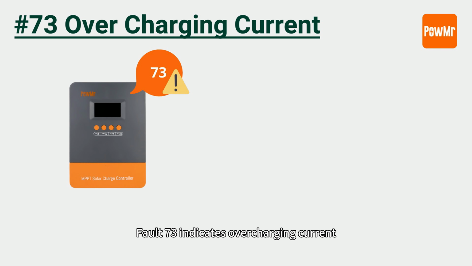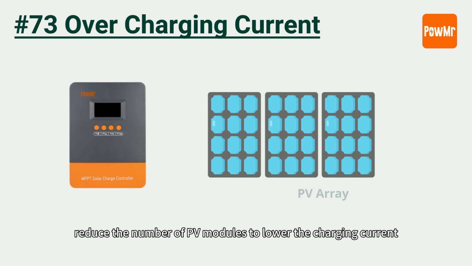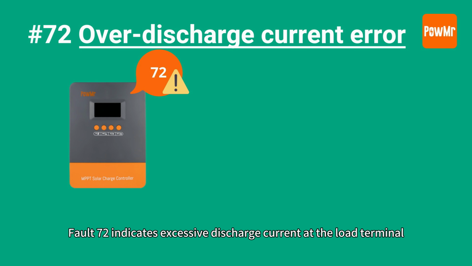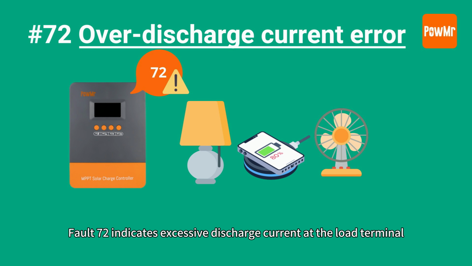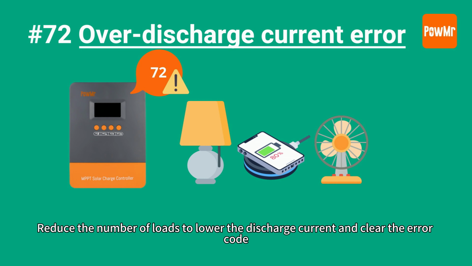Code 73 indicates overcharging current. Since the charging current depends on the PV array configuration, reduce the number of PV modules to lower the charging current. Code 72 indicates excessive discharge current at the load terminal, exceeding the maximum current limit. This may be caused by multiple high-current loads. Reduce the number of loads to lower the discharge current and clear the error code.